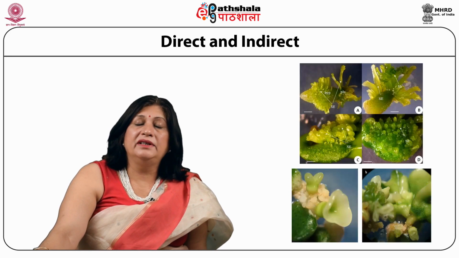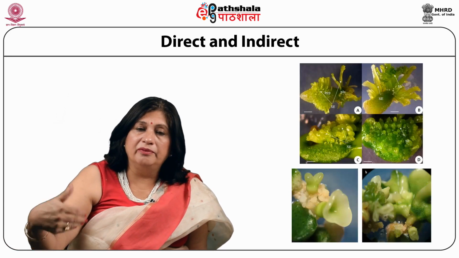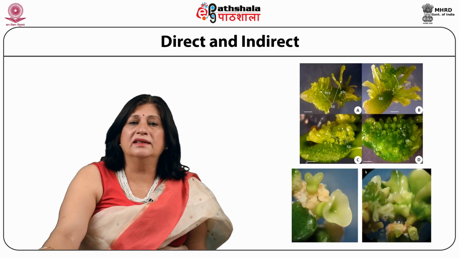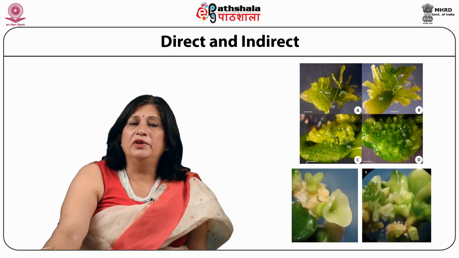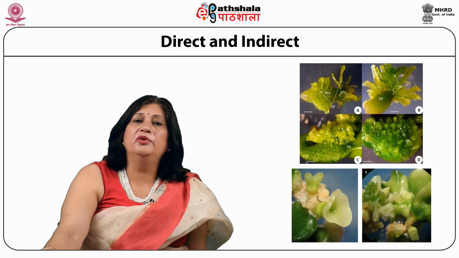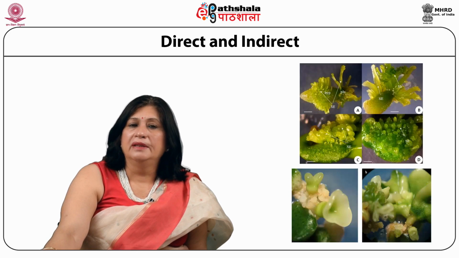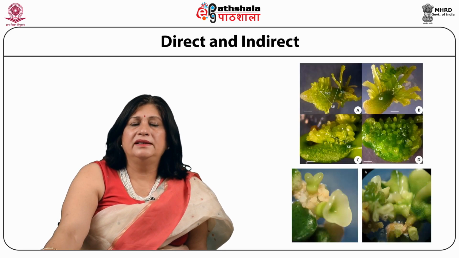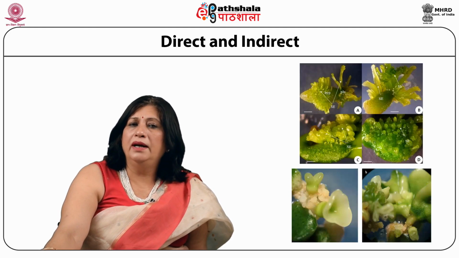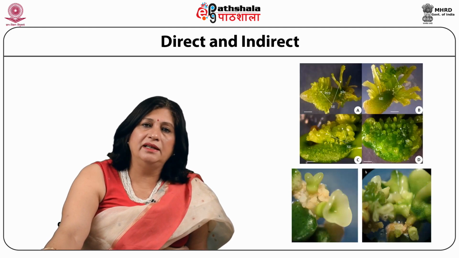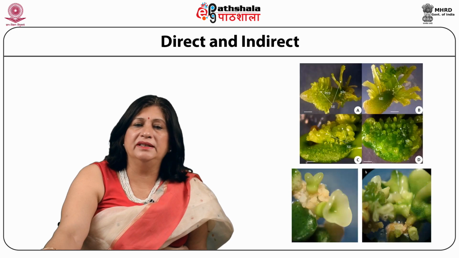And thereafter, the progress in this area was so fast that today we have more than 500 species which are known to form somatic embryos. There are two ways in which embryos are formed. One is the direct embryogenesis and the other one is indirect embryogenesis.